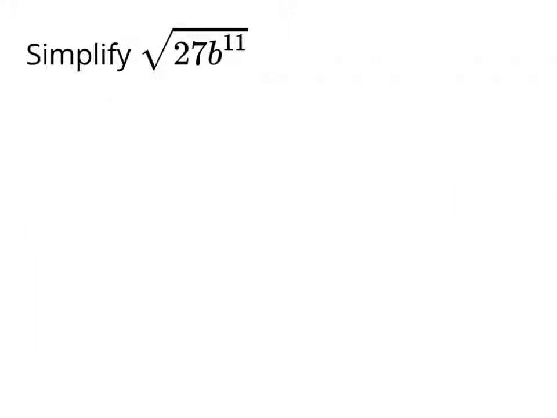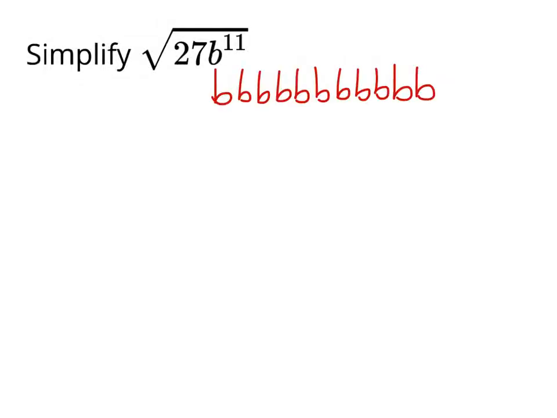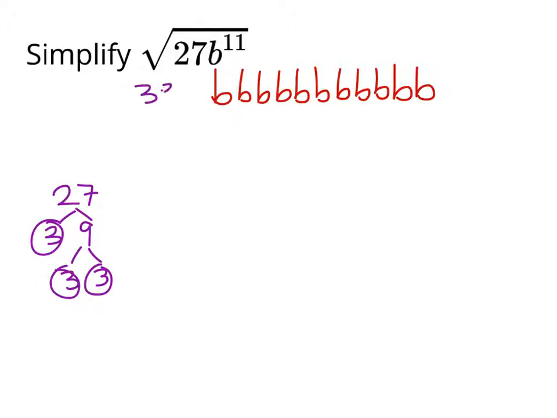Alright, for this one we're going to look at it a little bit differently. We're going to take that 27b to the power of 11 and look at its prime factors. Now right away for the b at least, we can change that into 11 b's. And we see that all of these are multiplied together. But let's look at that 27. What we're going to do is break this up into its prime factors. So I know 27 is divisible by 3. That'd be 3 and 9, and 3 is prime. And then 9 breaks up into 3 and 3. So 27 we're going to break up into 3 times 3 times 3, and then multiply it by those 11 b's.